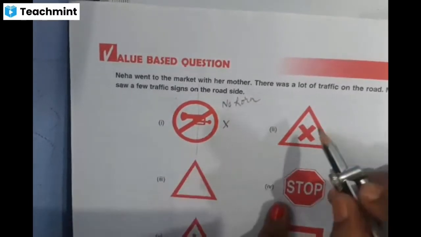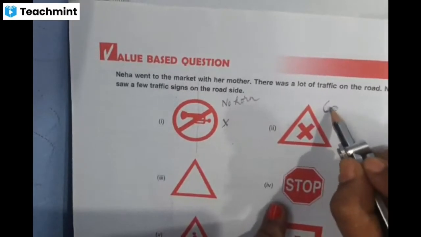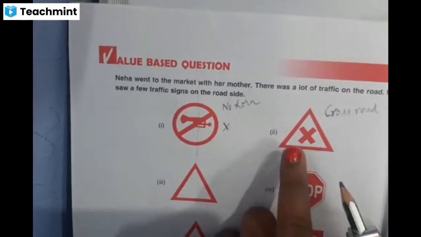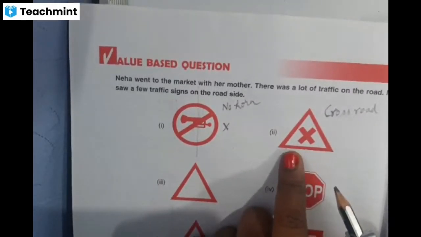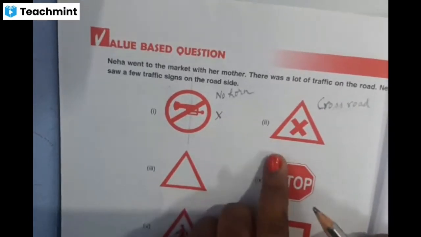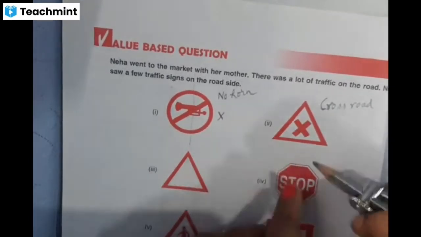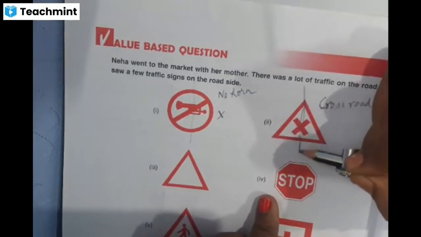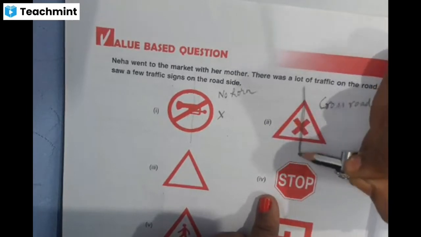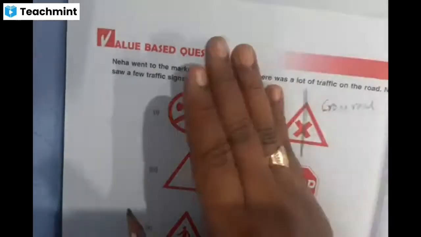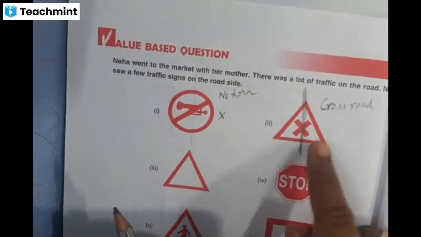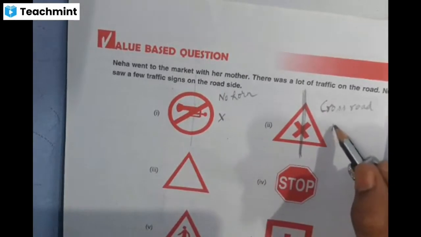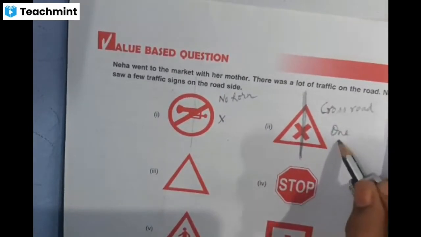The second one is the traffic signal for crossing the roads, children. Crossing the roads. So, will it have any lines of symmetry? Observe keenly. You will get only one line of symmetry, children, vertically. If I draw the line like this and fold it about the line, each part on the right side is going to coincide with the left part. Therefore, how many lines of symmetry are you getting? Only one line of symmetry.